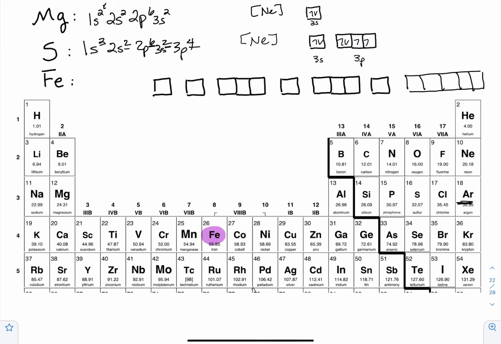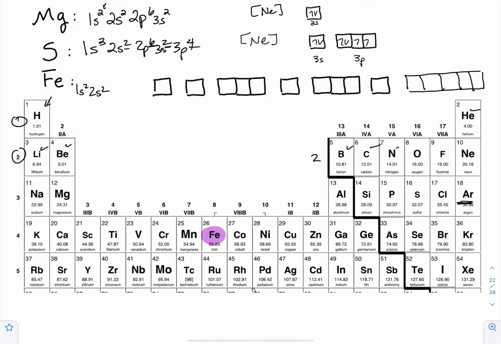You don't always have to write out the full before the orbital. It's just because I'm reviewing this all at the same time, just a reminder. So again, we have to start at the top. So we have 1s2, and I'm going to try to write this small. So those are my two. Now we're on the second level. So 2s2. I'm still on the second level.